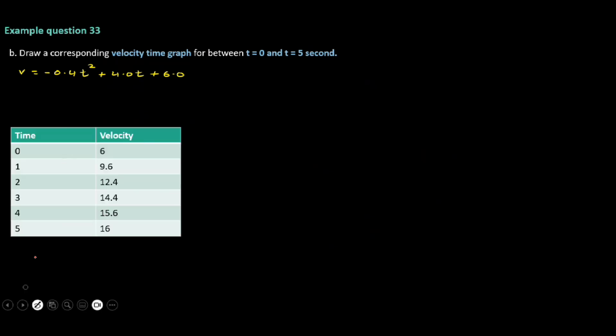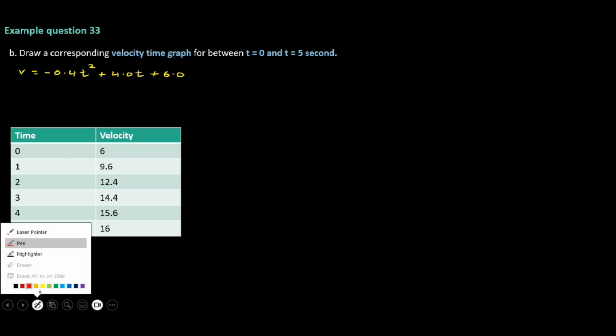First, I substitute my time t as 0 in the velocity function. When you do that, you get the value of velocity to be equal to 6. Then you substitute time t as 1 in the function, and after solving, you get velocity as 9.6. Then you do the same thing with time t equals 2. Substitute that here, t equals 2. And after solving, you get velocity as 12.4. Do this until time t equals 5 seconds and find the corresponding velocity value.